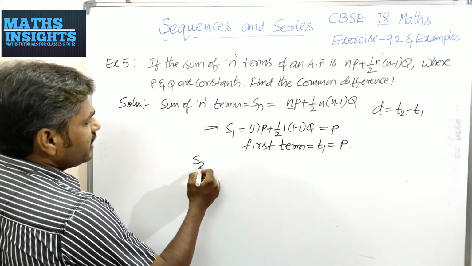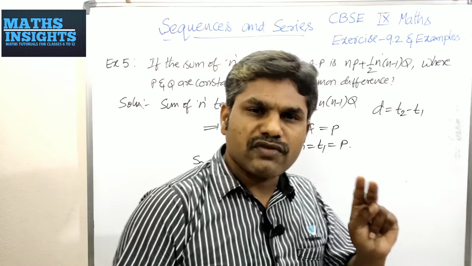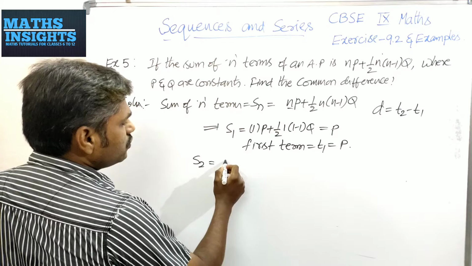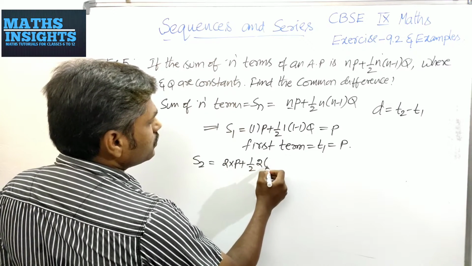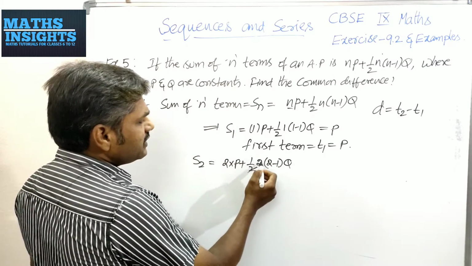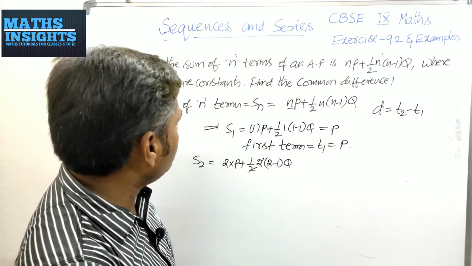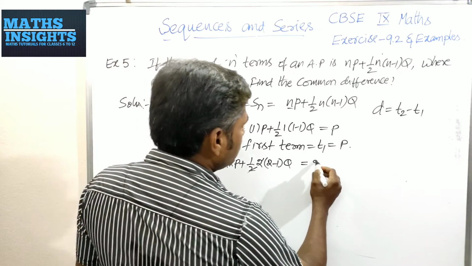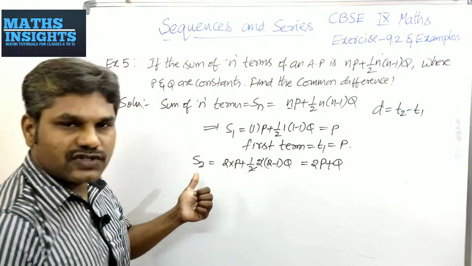Now I am going to find S2, the sum of the first two terms. Keep in mind, I will substitute n equals 2 into P plus 1 by 2 into 2 minus 1 into Q. Here you may cancel this 2 and 2. 2 minus 1 is 1, 1 into Q, Q is Q. See, 2 into P, 2P. 2P plus Q is the sum of the first two terms.